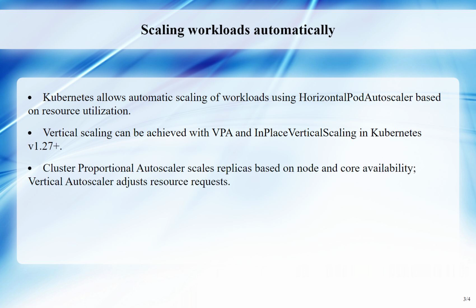Autoscaling based on the cluster size can be done using the cluster proportional autoscaler, which watches the number of schedulable nodes and cores to scale replicas accordingly. The cluster proportional vertical autoscaler adjusts resource requests based on cluster size.